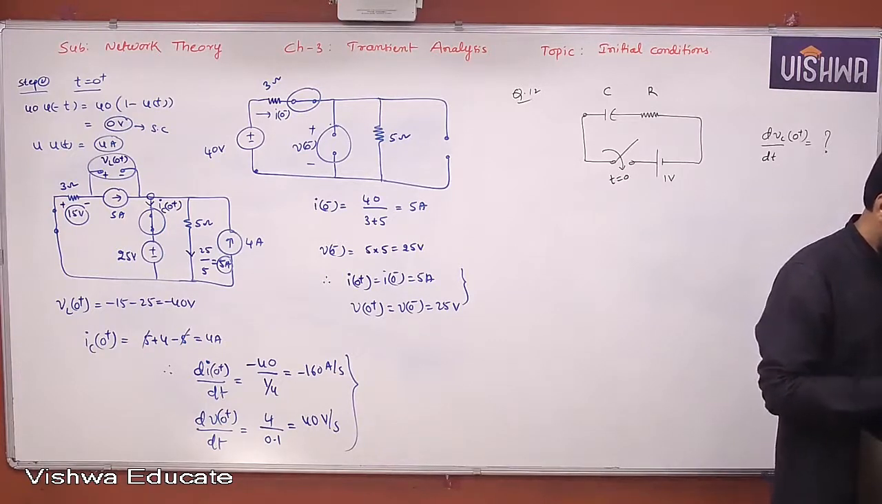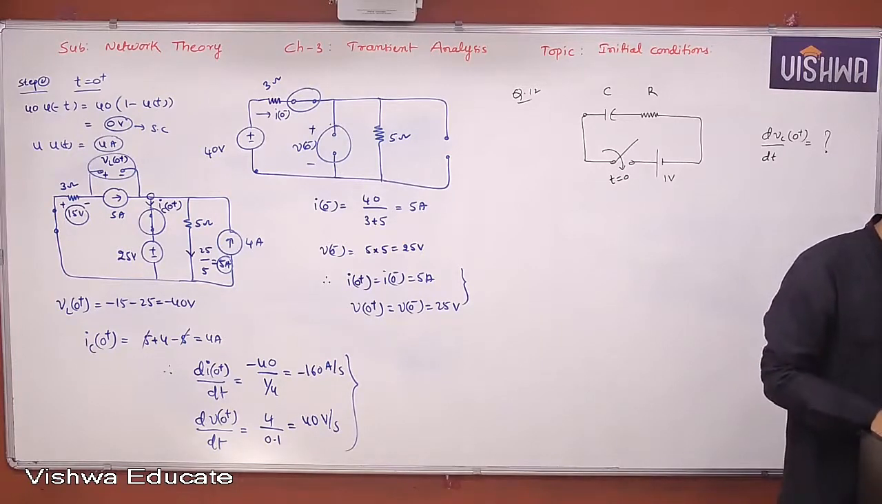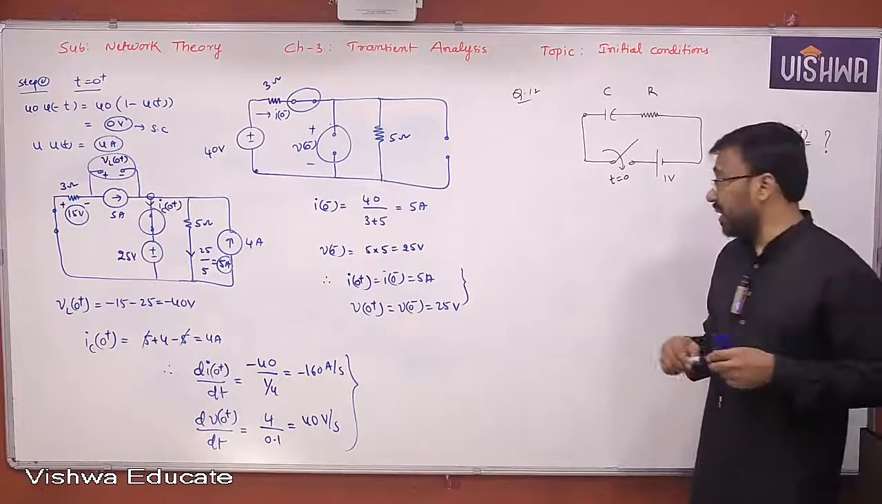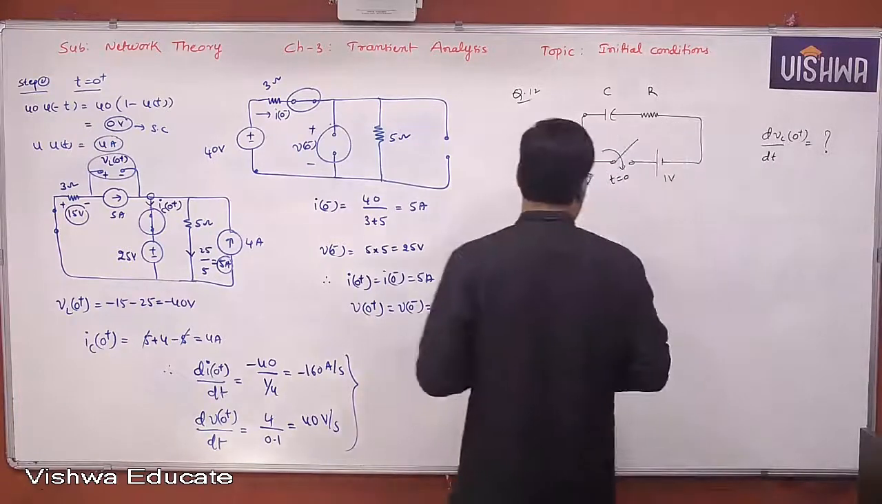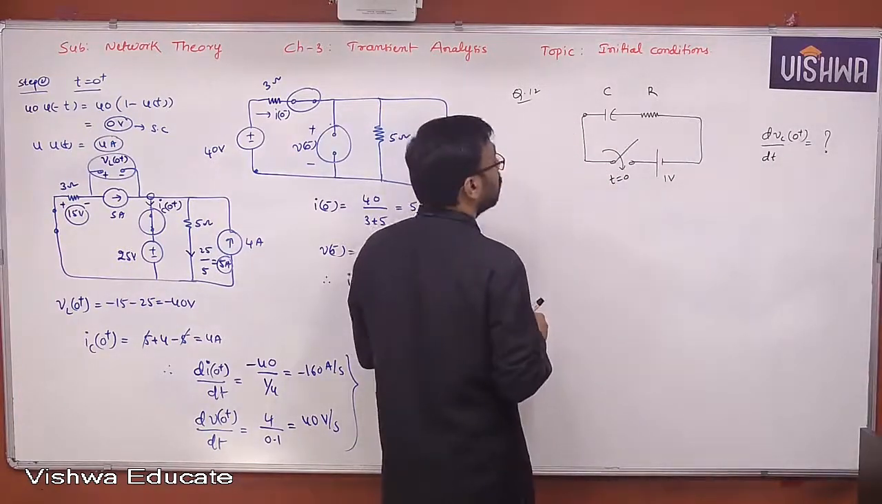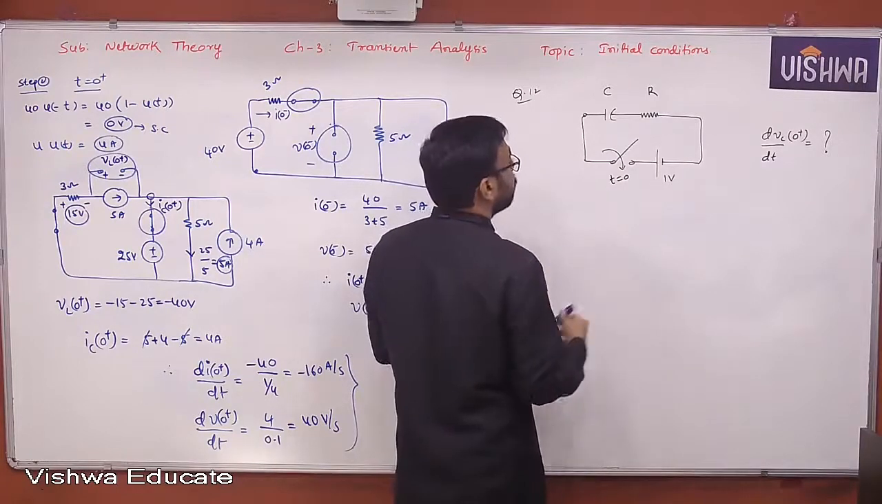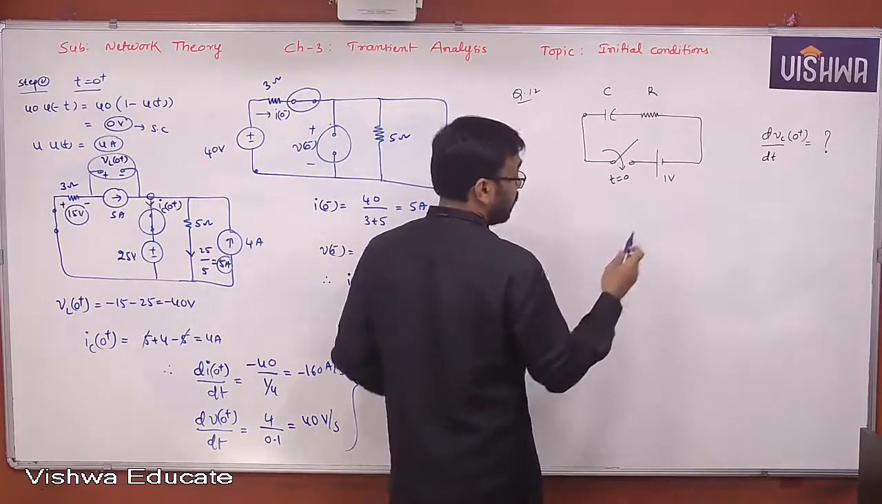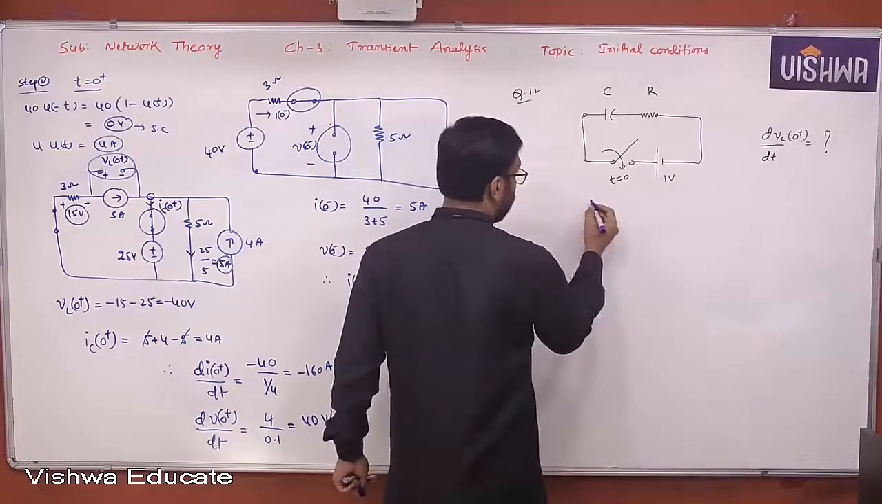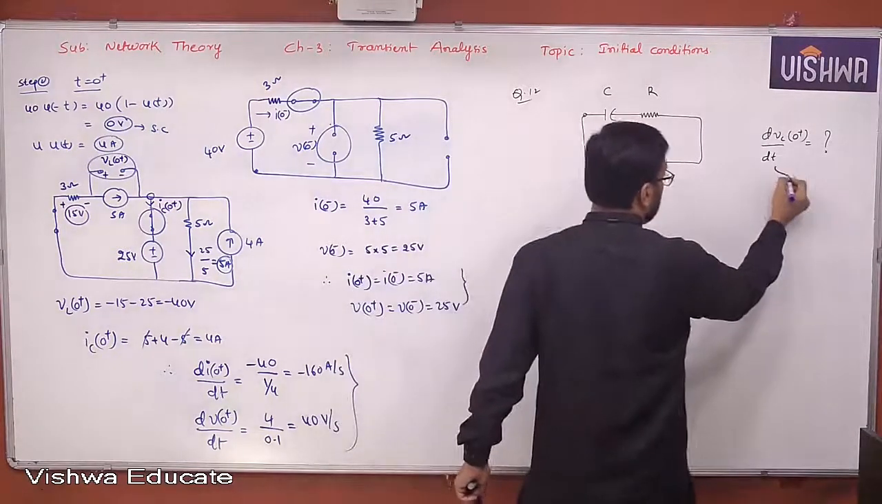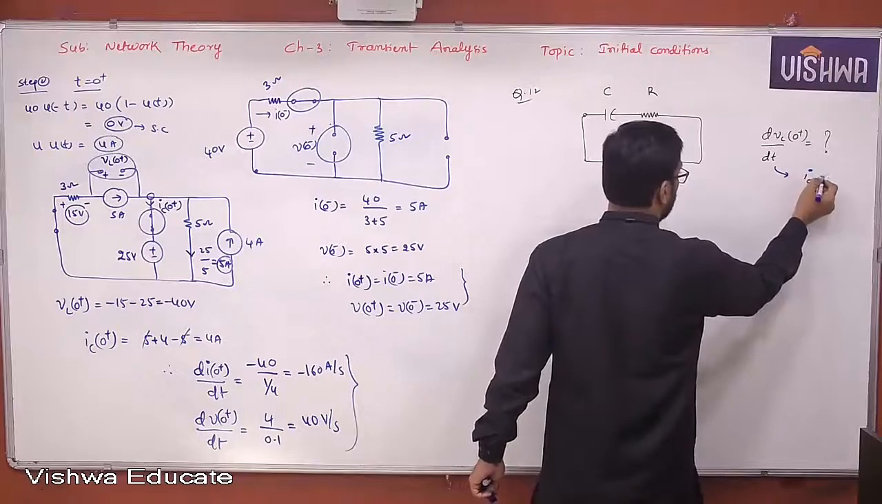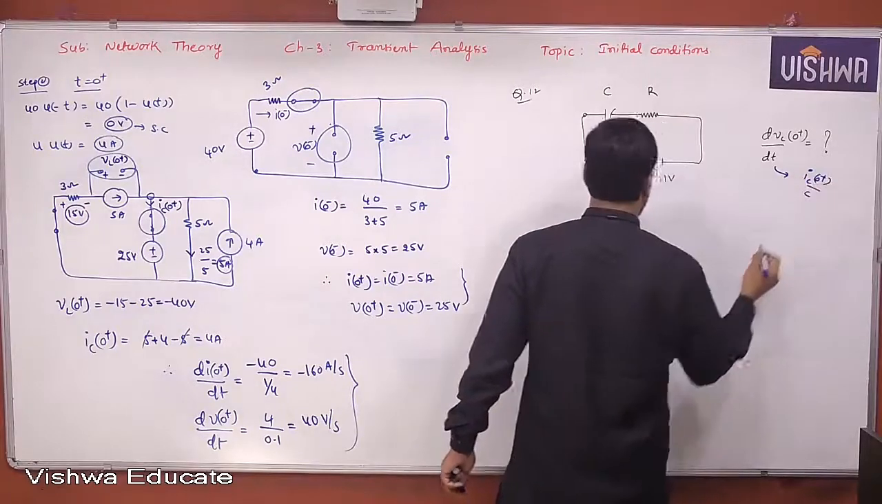At t equal to 0 plus, what is the voltage across the capacitor is being asked. It's a very simple question. We have already done RC circuits, so let's solve it. dVc of 0 plus by dt, the first derivative term he's asking. As I told you, the formula is simply IC of 0 plus by C. But how do you find IC of 0 plus?